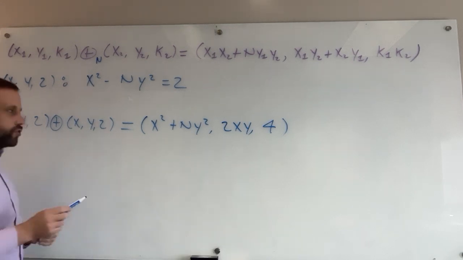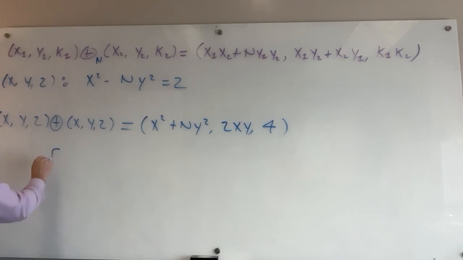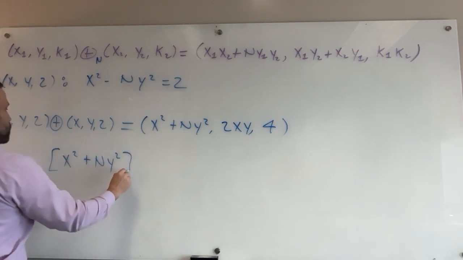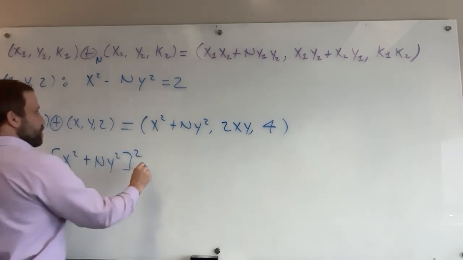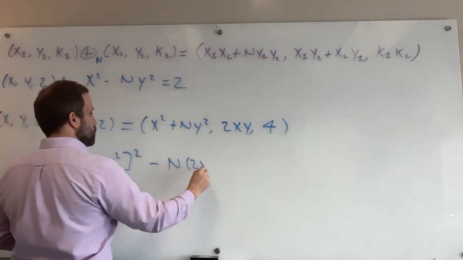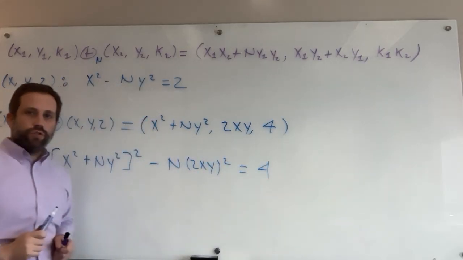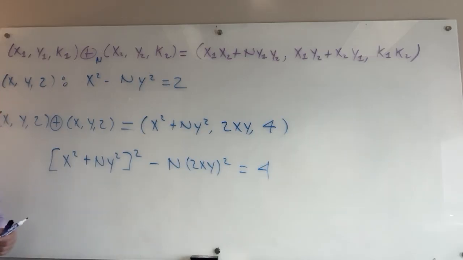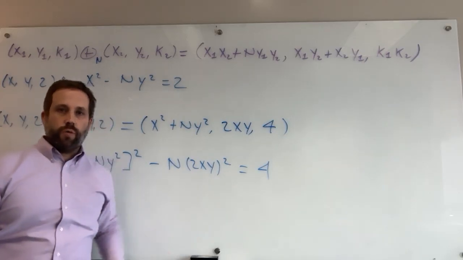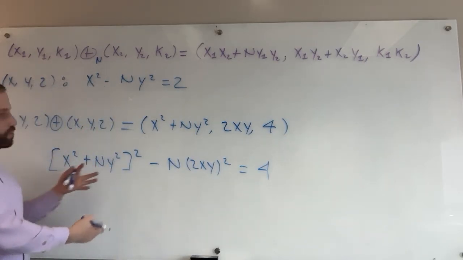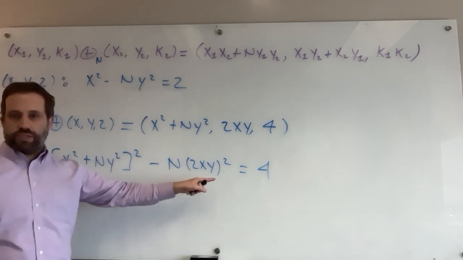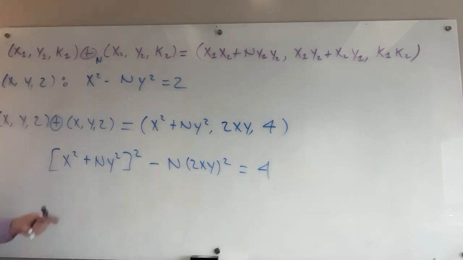Since this is a Brahmagupta triple, what this means is x squared plus n y squared, squared, minus n times 2xy, squared, is equal to 4. Now what I want to do is show that we can divide both sides of this equation by 4. Of course, we're going to get a 1 here, which is what we want, and I want these to both be squares as well. I want this to be a square plus n times a square, and those are going to be the first and second components of our Brahmagupta triple.